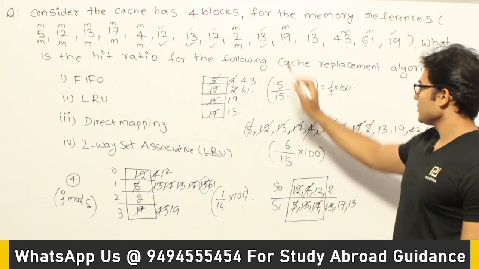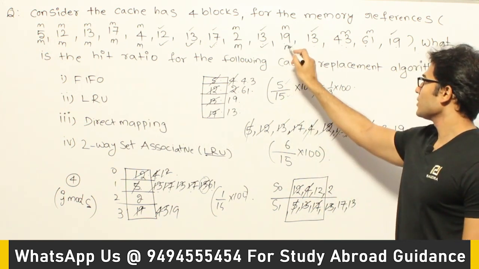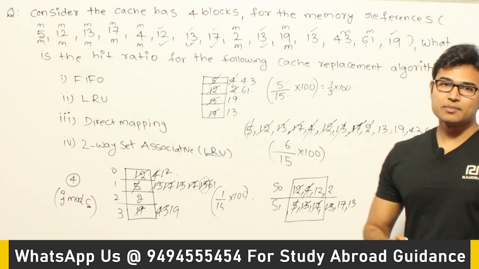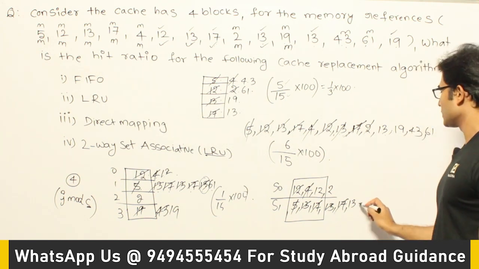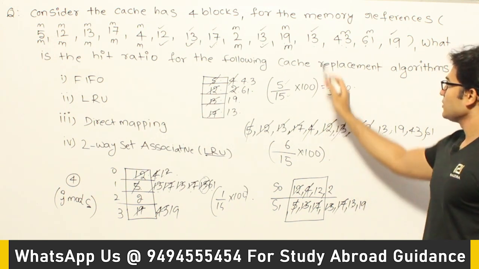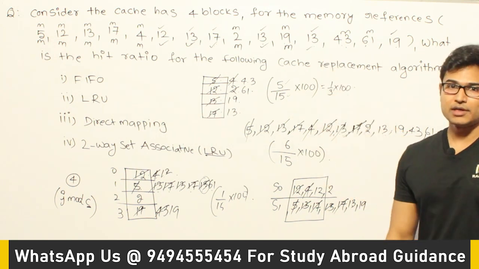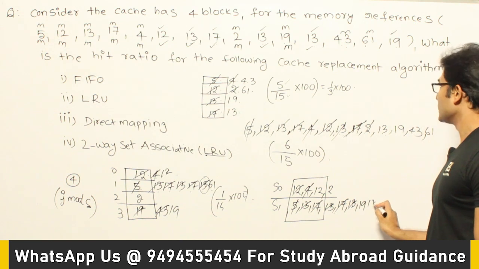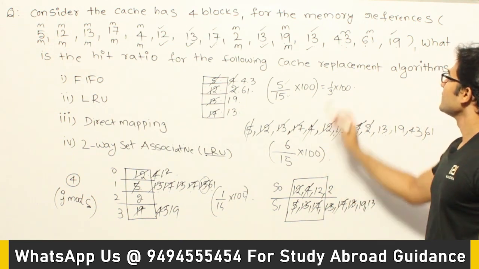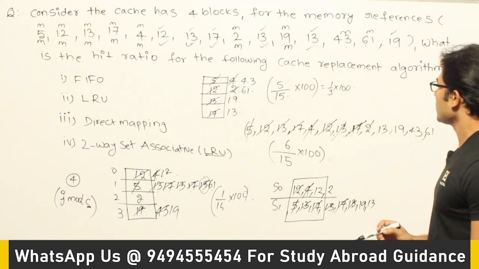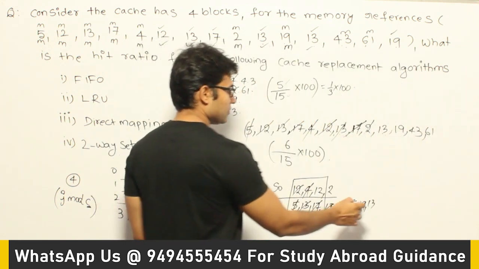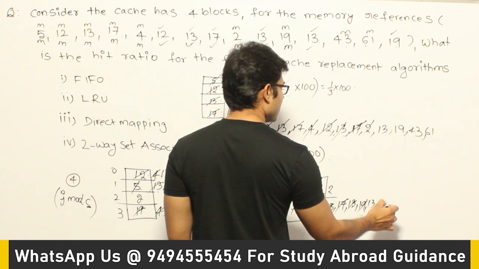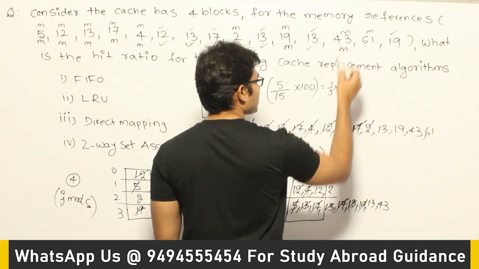What about 19? 19 is not present there, therefore it is a miss. Now which one should you replace out of these two? 17, right? 17 has to be replaced with 19. Now 13 is already present there, therefore it is a hit, and you move 13 up the list. What about 43? 43 is not present there, so you have to replace what? 19. So 19 has to be replaced with 43, and 43 was a miss.